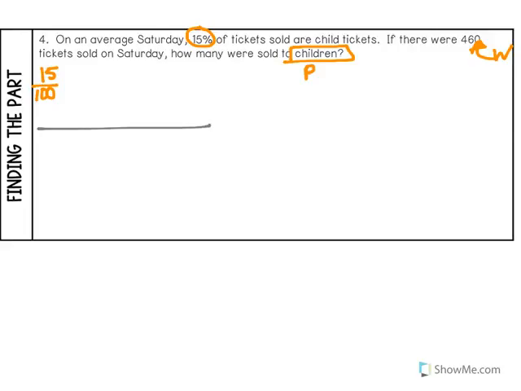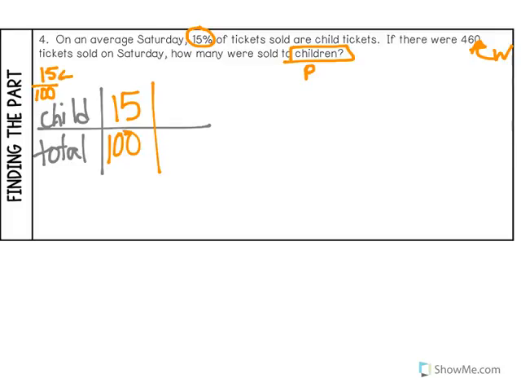So now I'm going to create my ratio table. I want to know how many were child tickets versus my total. This problem told us that 15% were children and percent is out of 100, which is why I made my little bitty note. And then I know that there were 460 tickets total, so I want to know how many were children.